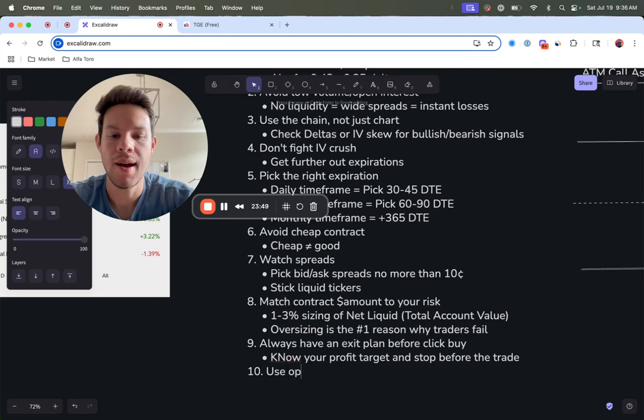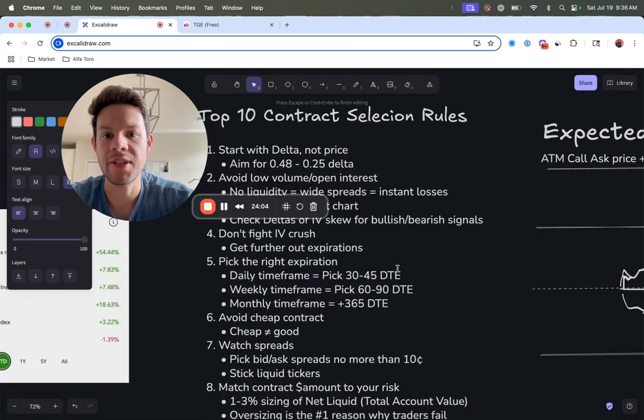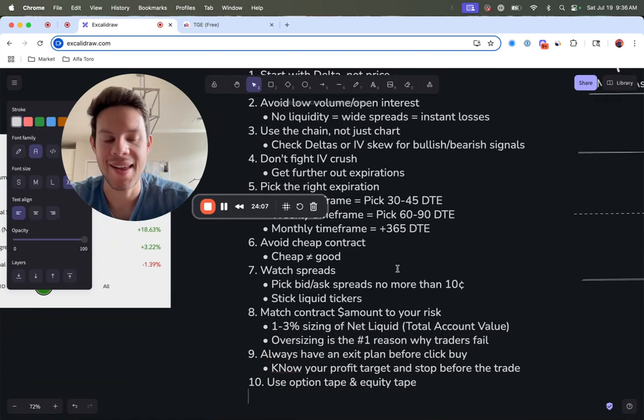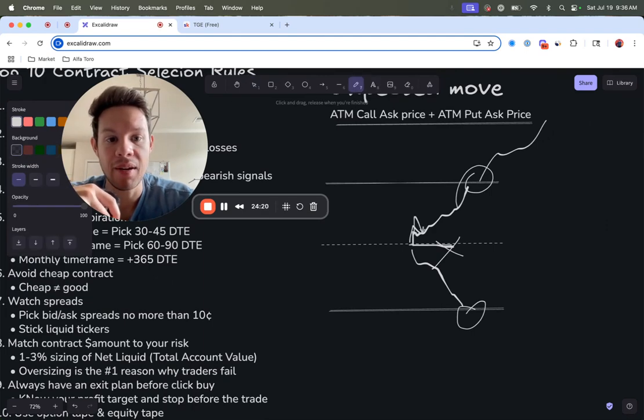Use option tape and equity tape. This is also known as time and sales. It's just a timestamp of when a trade was executed. Now, Gextron has this tool where you will see every single option order being executed. Sometimes I even see $5 option premiums coming in. I like to look at every single order that's coming in to confirm if this move right here is going to happen.